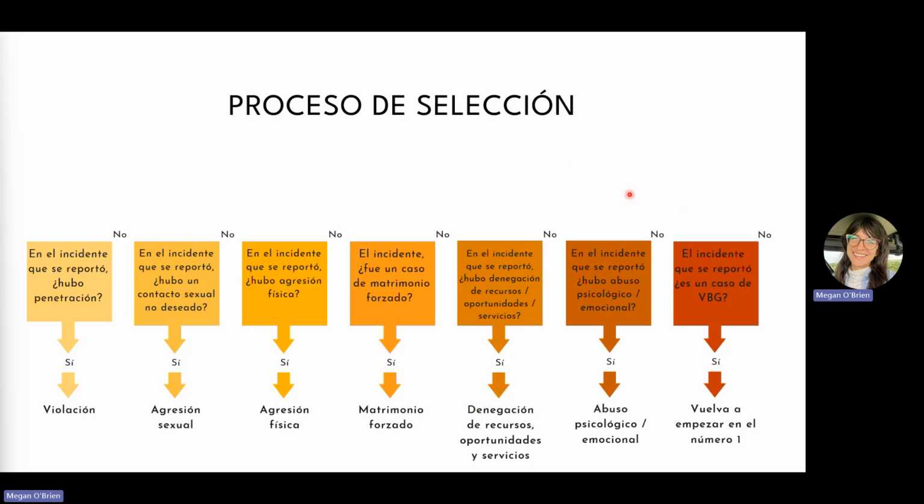If no, you then ask, did the reported incident involve psychological and emotional abuse? If yes, then you'd mark it as psychological and emotional abuse. If no, then you'd ask, did the reported incident involve GBV? If yes, start over and go through these questions again until you're able to accurately identify the type of GBV. If no, then this would not be a case that qualifies for GBV case management.